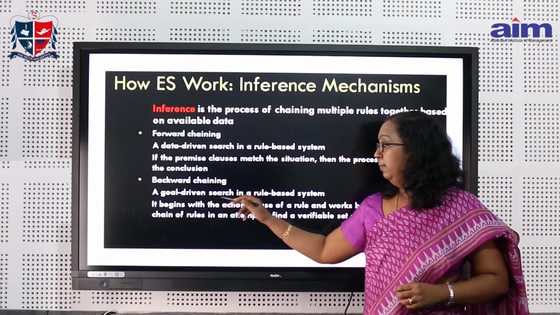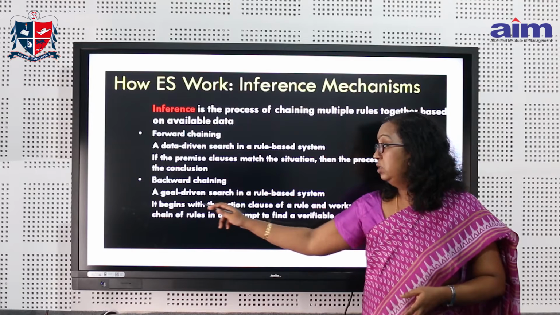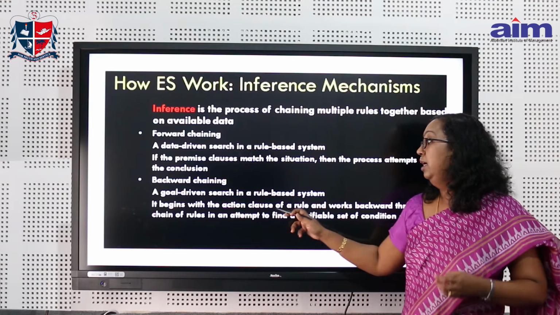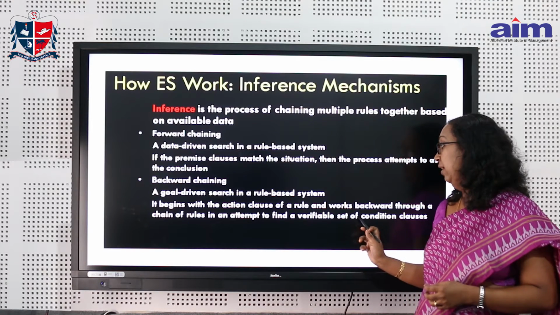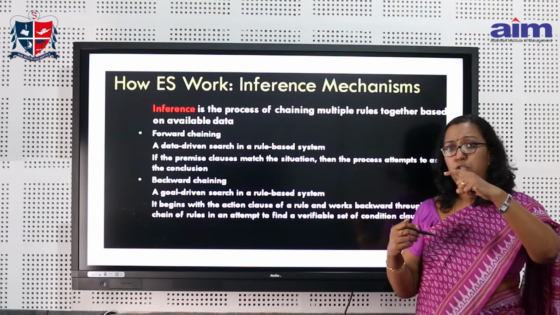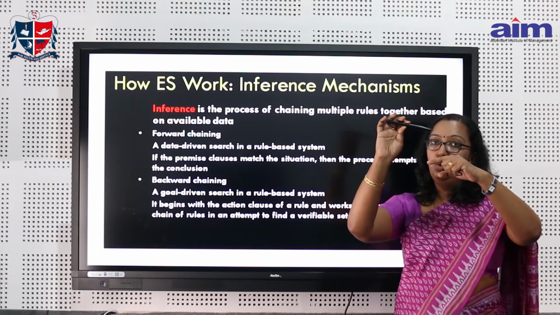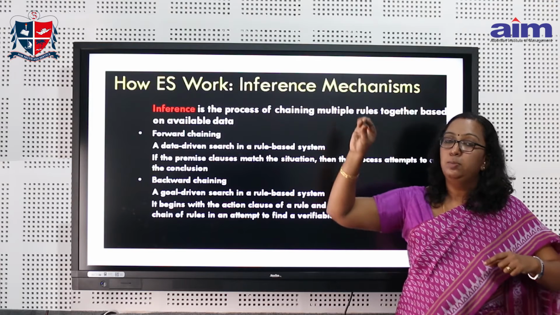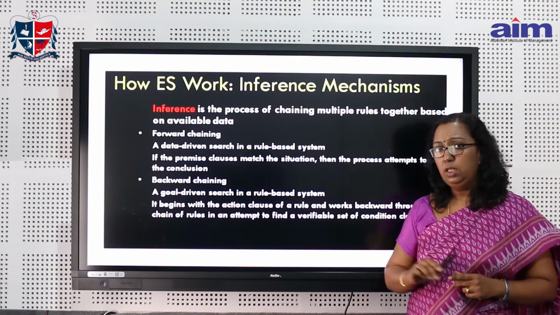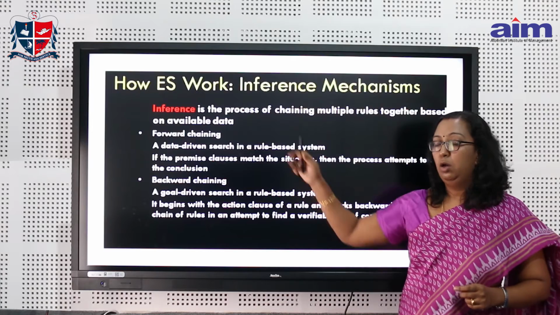And backward chaining is a goal-driven search in a rule-based system wherein it begins with the action clause of a rule and works backward through a chain of rules in an attempt to find a verifiable set of conditions or clauses. So, just the opposite of forward chaining, you start with the conclusion and then go backward and try to find out the possible conditions for that particular situation. So this is how inference works in the knowledge engineering part or in the expert system.